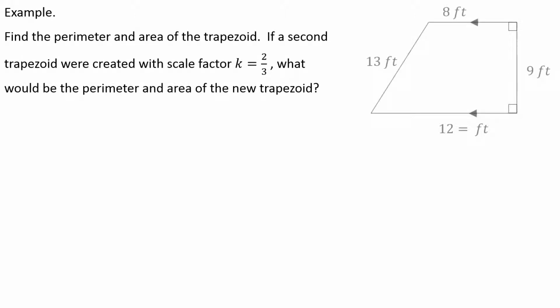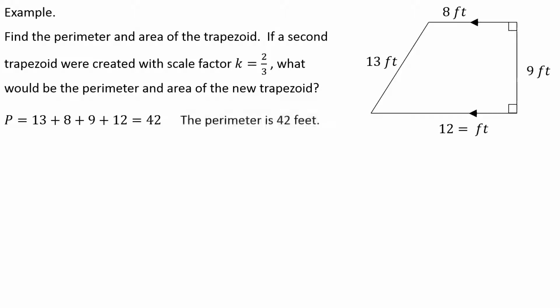Okay, let's do an example because I know you want to put pencil to paper in just a moment. Find the perimeter and the area of the trapezoid. All right, so we've got to find the perimeter and the area. Again, perimeter is a piece of cake. Add up each side. Looks like the perimeter is 42. 42 feet to be more precise.